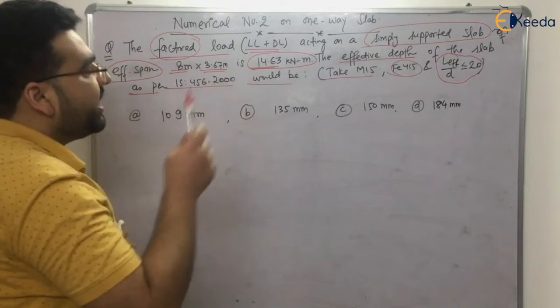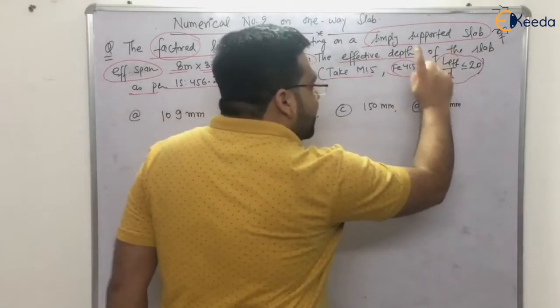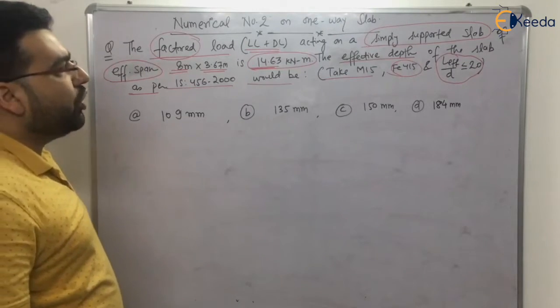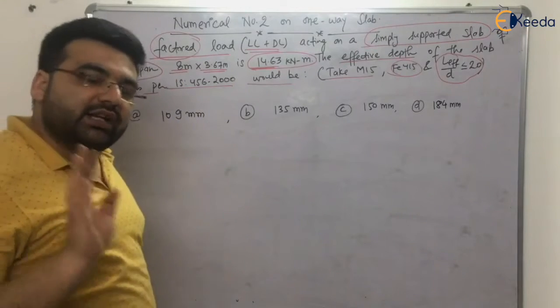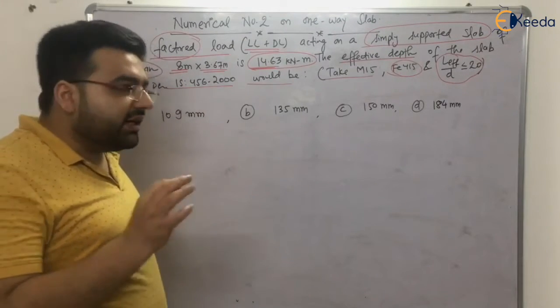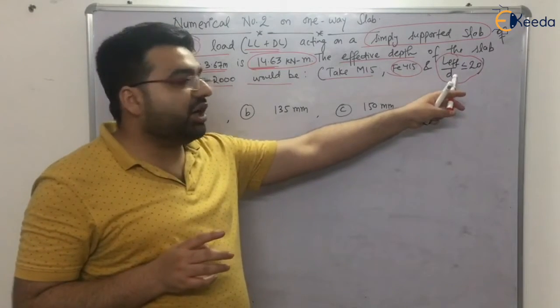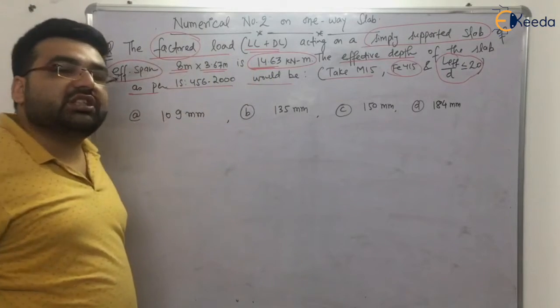Now, the first thing which comes to my mind is let's just apply this formula: L effective by D should be less than or equal to 20. From here, I can get the value of D. You are very correct, this is a method by which we can get the answer. But that is the deflection control criteria, right? But also, moment has been given to us in the question.